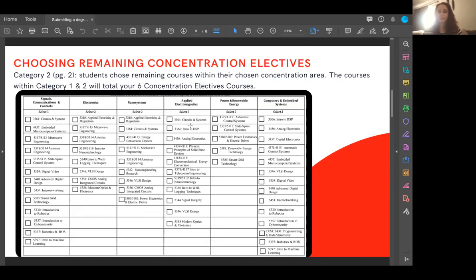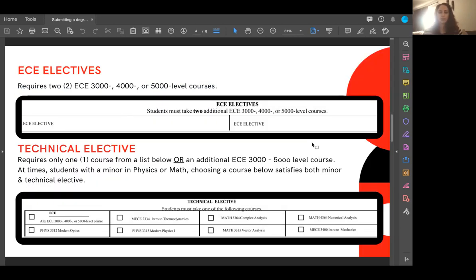It does not have to be within your concentration. It can be any of these courses. Okay, so that gives you some flexibility, like free electives that you can choose if you want to step outside of your concentration and get a little experience in a different concentration, whatever your choice is.